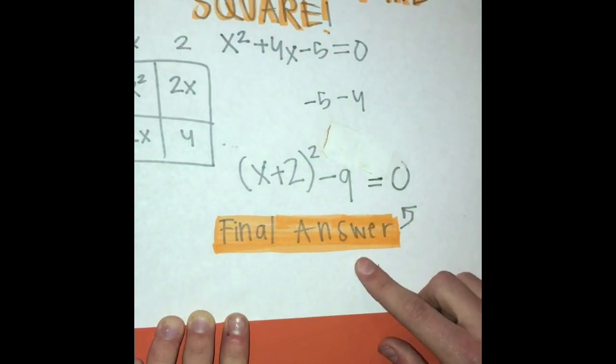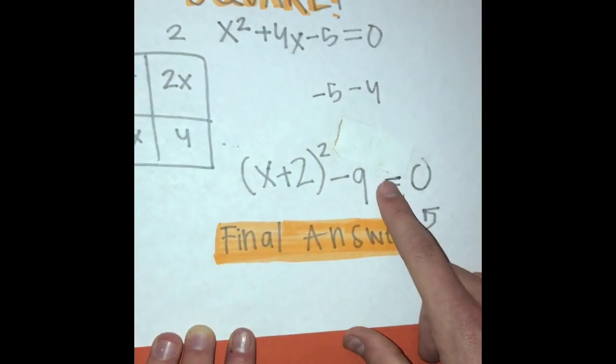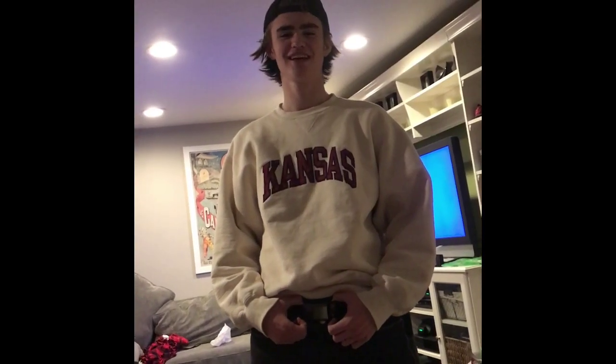The final and best step is getting your correct final answer. So you just equal it to 0 and boom, you're done. That's how you complete the square.